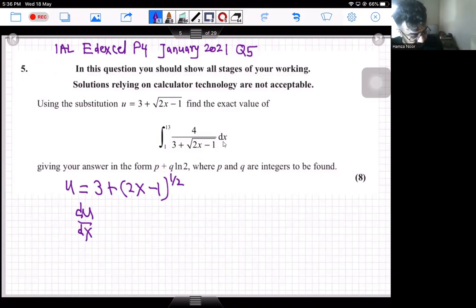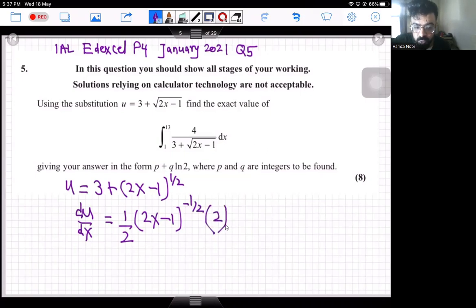So du over dx is supposed to be this. When 3 is differentiated with respect to x, it becomes 0, and (2x minus 1) raised to the power half will be differentiated. This will be half multiplied by (2x minus 1) raised to the power minus half, and then multiplied by the derivative of 2x minus 1. So this 2 and this 2 will be cancelled out. Therefore, du over dx is 1 upon the square root of 2x minus 1.